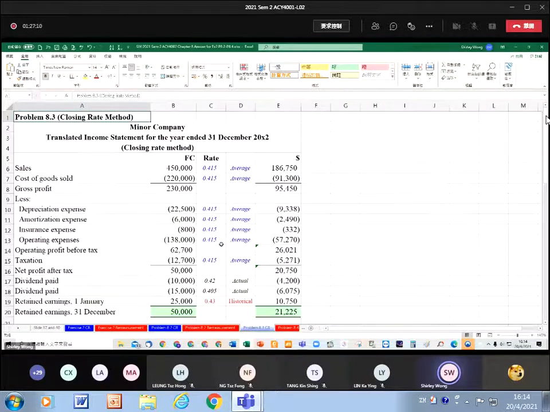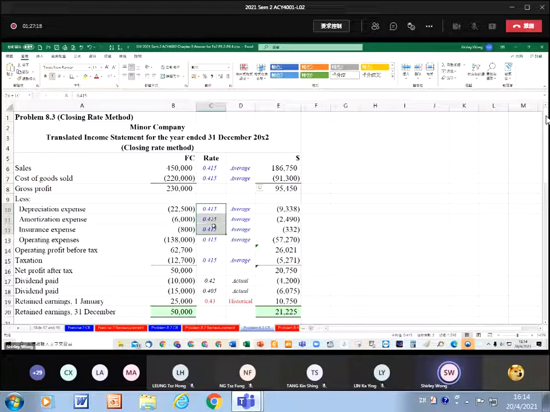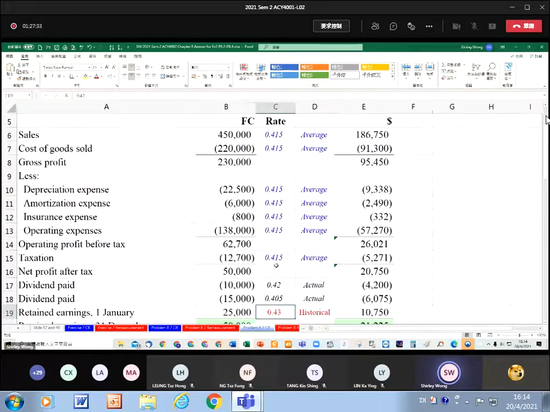So first of all, you need to use the average rate for all the sales, cost of goods sold, depreciation, amortization, insurance expense, operating expense, and also taxation. All this using the average rate. And then for dividend pay, please use the actual rate. And finally, the retained earnings at the beginning, please use historical rate.